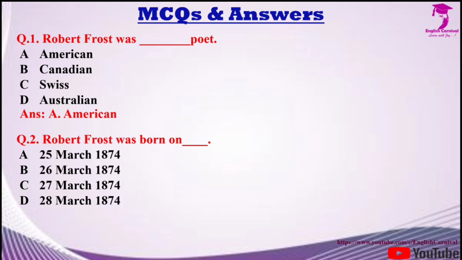Question number 2, we have Robert Frost was born on dash. Options are A, 25th March 1874, B, 26th March 1874, C, 27th March 1874 and D, 28th March 1874. The correct answer is B, that is 26th March 1874.